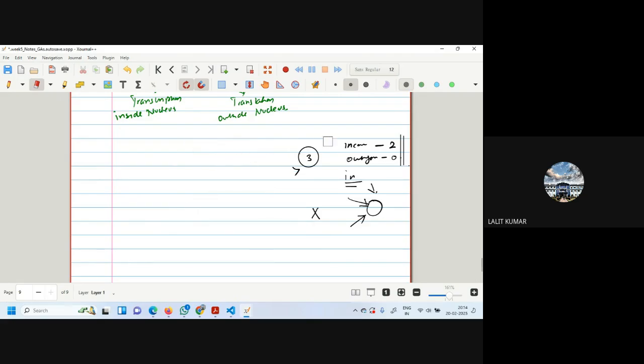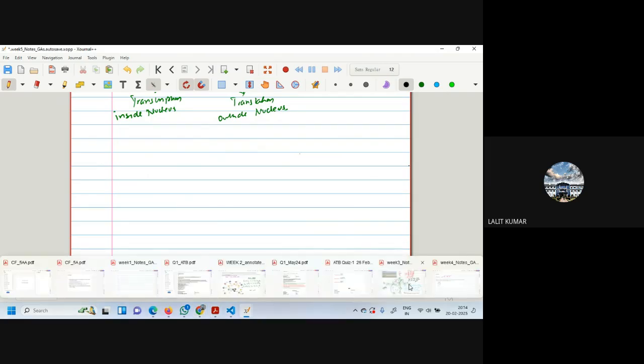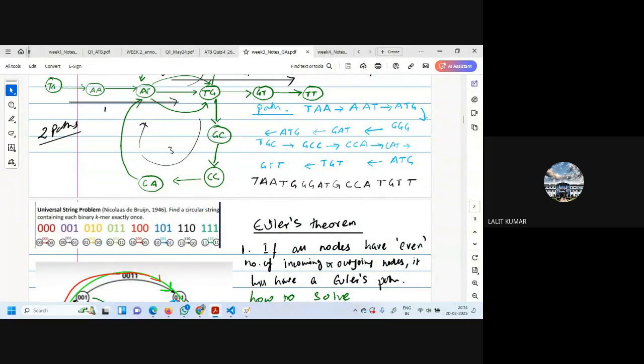Okay, and you can go through the example. Professor has covered 2 more examples in the lecture. So it is just to see the graph and to find visually whether it has got a solution or not. Is that okay? Can we go ahead?